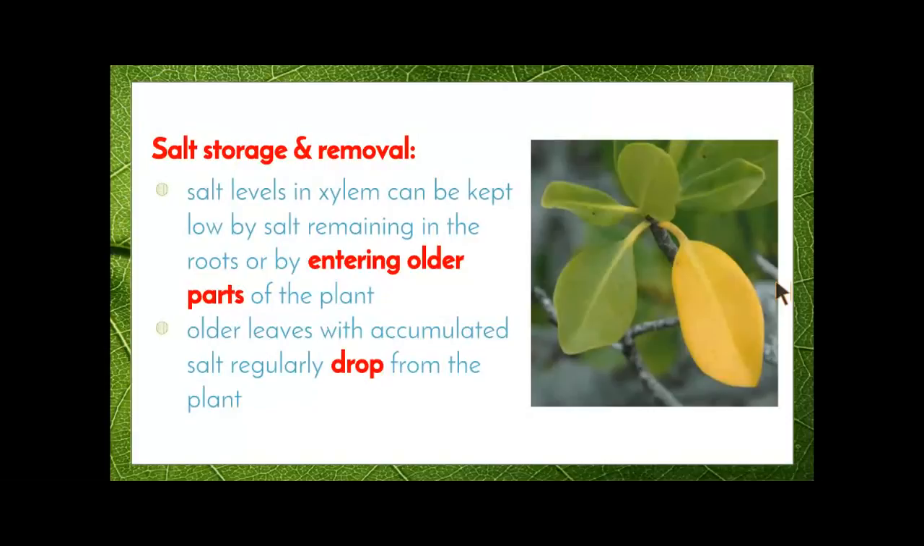Salt storage and removal. So salt levels in the xylem can be kept low by the salt remaining in the roots or by entering older parts of the plant, like this leaf here in comparison to the others. So these older leaves will accumulate the salt, and then once it's got to a certain level, they will drop off the leaf. So when the leaf drops off from the plant, it takes the salt with it.